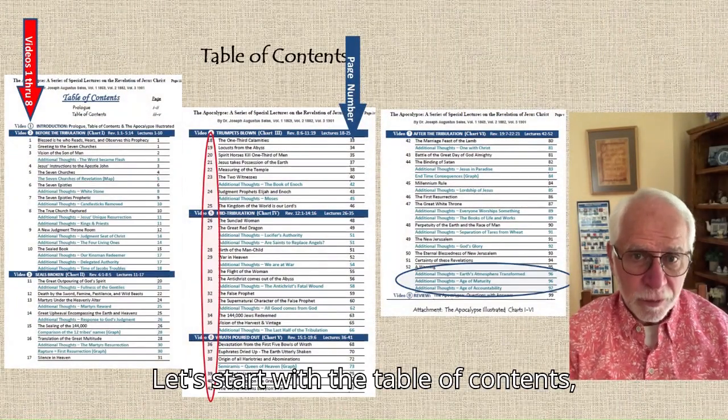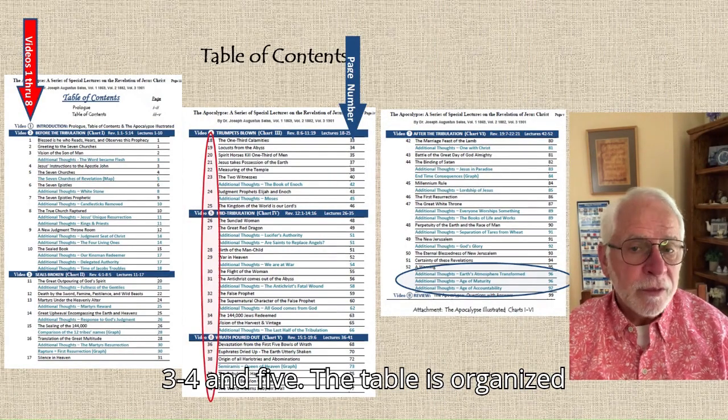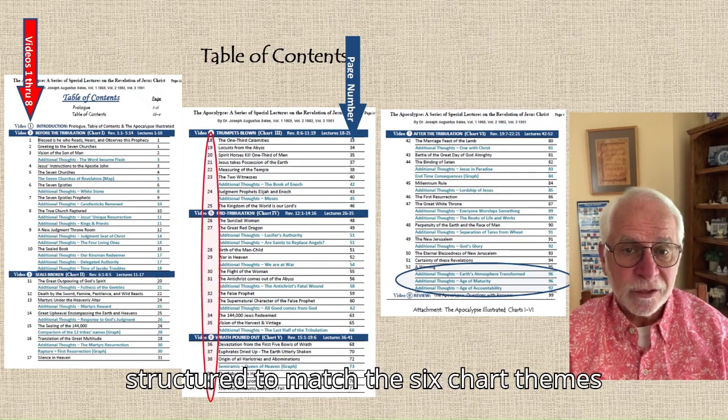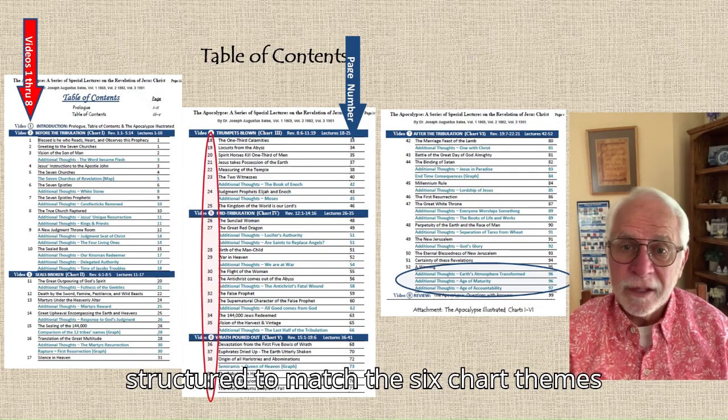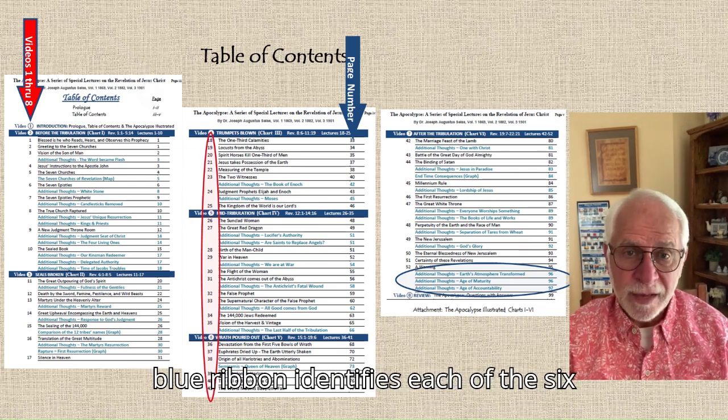Let's start with the table of contents, which is found on Roman numeral pages 3, 4, and 5. The table is organized around 8 videos. The videos are structured to match the 6 chart themes, plus an introduction and review. The top blue ribbon identifies each of the 6 charts.